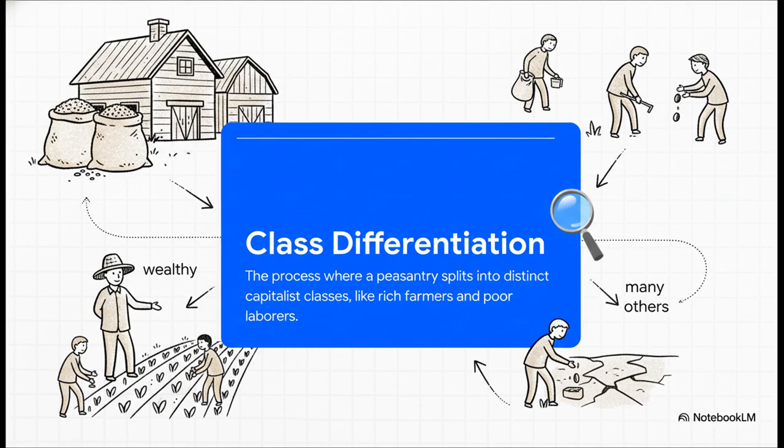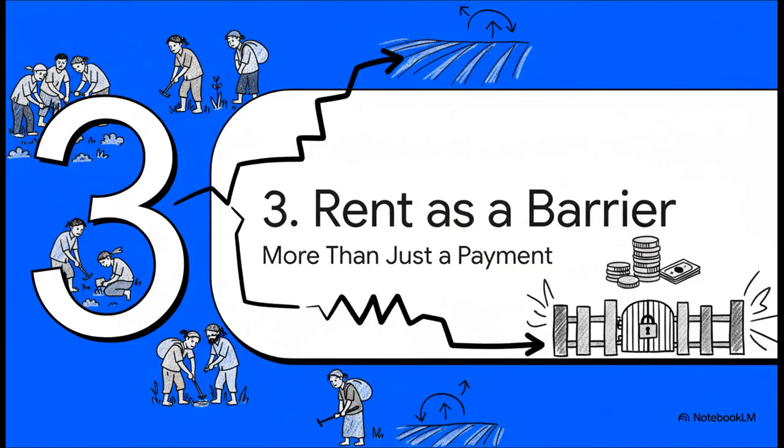And that whole idea is built around this crucial concept, class differentiation. In the Marxist framework, this is the engine of change. It's the idea that, over time, a group that was once pretty similar, the peasantry, starts to break apart. Some get ahead, become wealthy farmers who hire other people, while many others fall behind, lose their land, and have no choice but to sell their own labor to get by. Now, once you start thinking in terms of these different classes, it totally changes how you look at rent. Suddenly, it's not just a simple payment for using a piece of land. It becomes something way more powerful and complex.